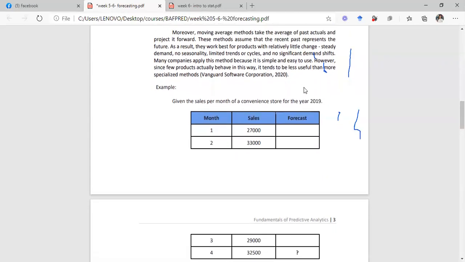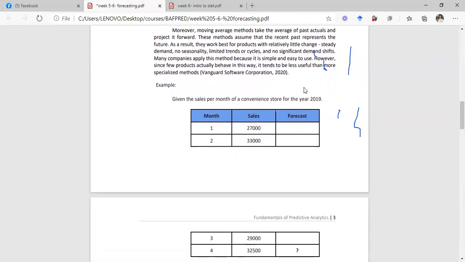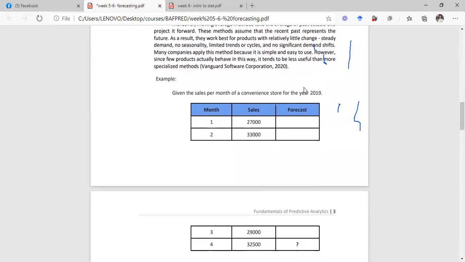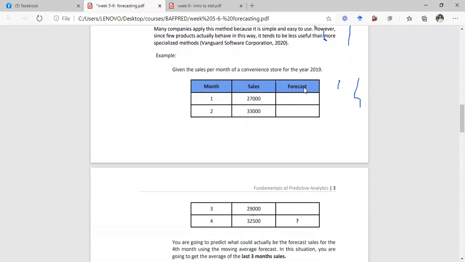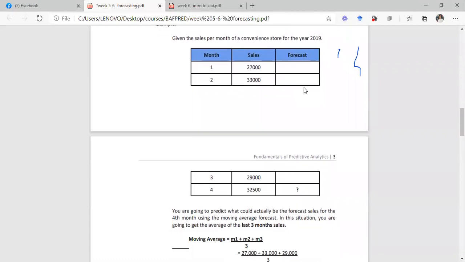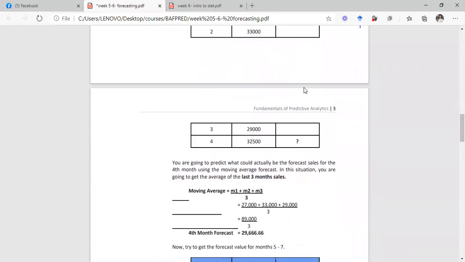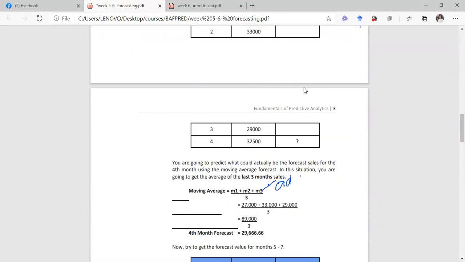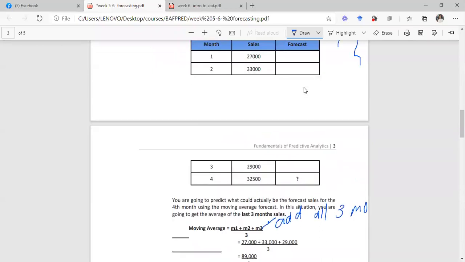However, since few products actually behave in this way, it tends to be less useful than more specialized methods. So this is on how to get the moving average. The formula is, you add all the sales in 3 months and then divide by the number of data.